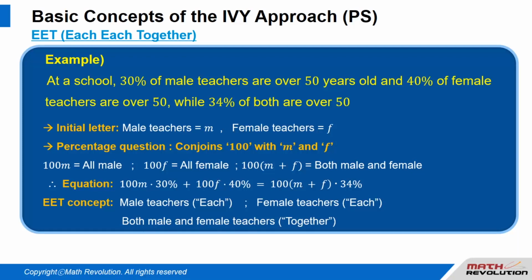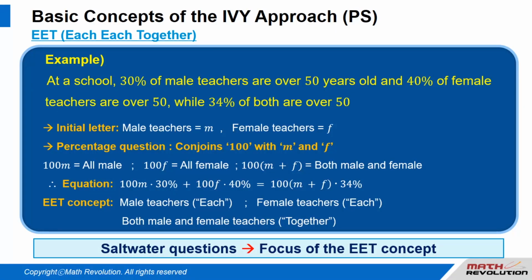So we get the equation 100 times M times 30% plus 100 times F times 40% equals 100 times the whole of M plus F times 34%. This equation is set up based on the EET concept. That is, male teachers are separated as each and female teachers are separated as each, while both male and female teachers are put together as together. The EET is the basic concept to solve many PS problems. The saltwater questions are the focus of the EET concept. It is easier to understand if you remember the saltwater questions.